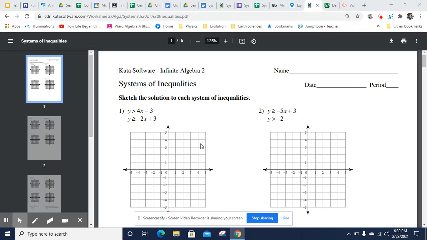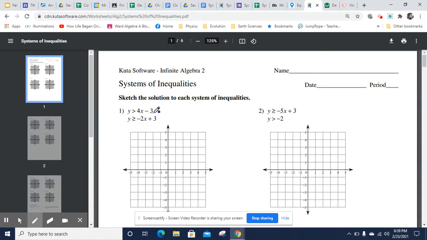So, assuming you have done that for number one, I'm going to go ahead and do my own interpretation of this, my own solution. So, I've got these two inequalities, and we're calling this a system of inequalities. We're considering them together, and we're looking for what would be a solution to both of them. We've got y is greater than 4x minus 3. So, we'll start off by graphing the boundary line.